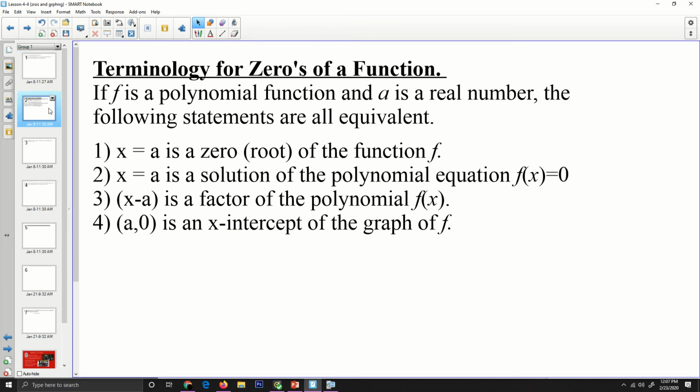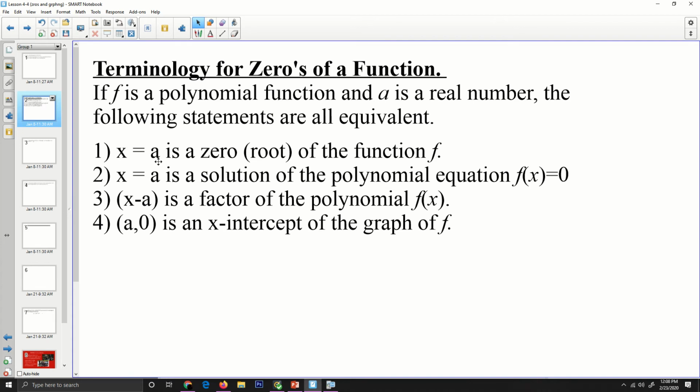Terminology for zeros of a function. If f is a polynomial function and a is a real number, the following statements are all equivalent. X equals a is a zero or a root of the function. X equals a is a solution of the polynomial function f of x equal to 0. X minus a is a factor of the polynomial f of x. And (a, 0) is an x-intercept of the graph of f. So there's a lot of things that we can talk about.